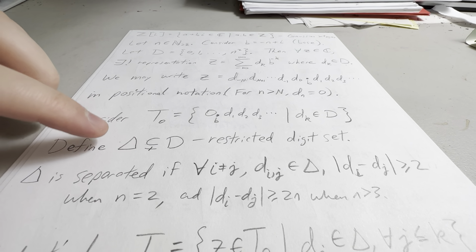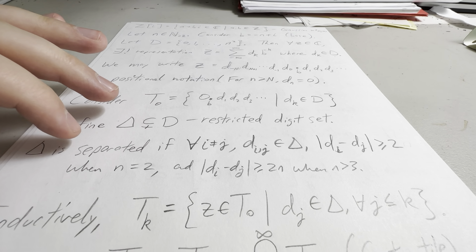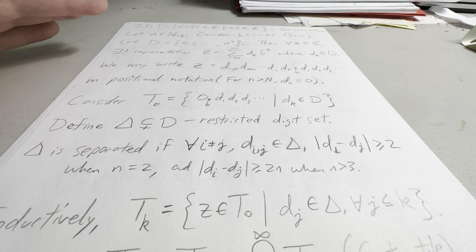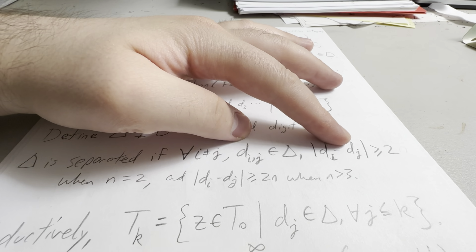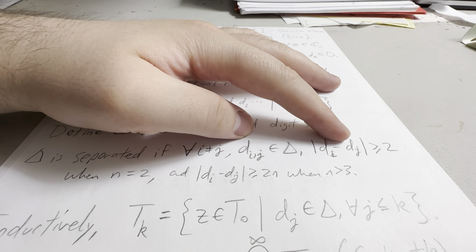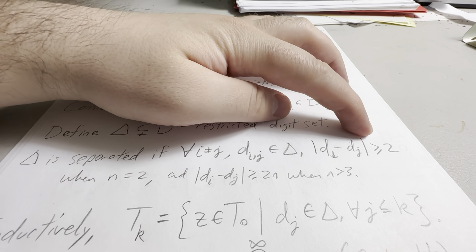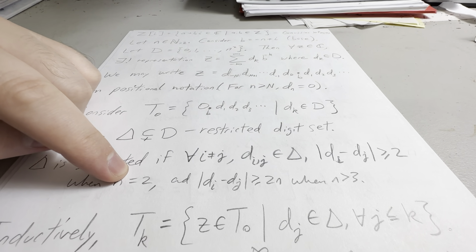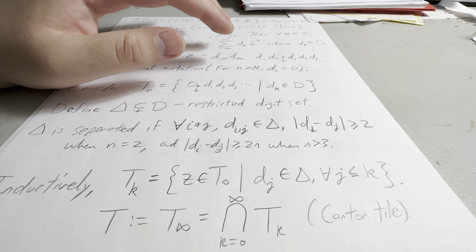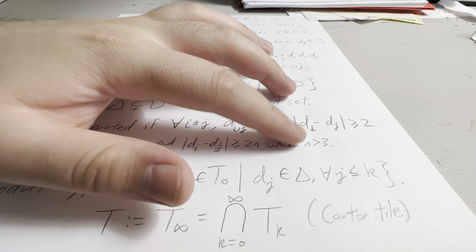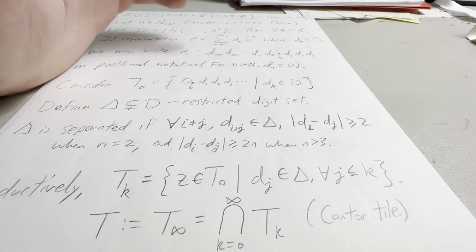And so now what we do is we define a restricted digit set, which I denote as delta. We want delta to be separated, in the sense that you want to choose digits in the restricted digit set such that they are sufficiently far apart from one another. We found in our research that the separation has to be bigger than or equal to 2 in the case where n is equal to 2, remember that's this n that's up here. And for n larger than or equal to 3, which I should have written there but didn't, we want it to be greater than or equal to 2 times n.